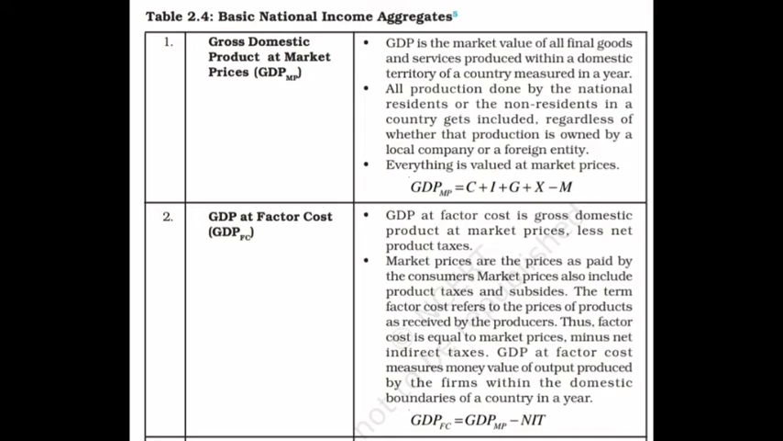The next is GDP FC, that is gross domestic product at factor cost. GDP at factor cost is gross domestic product at market prices less net product taxes. Market prices are the prices as paid by the consumers. Market prices also include product tax and subsidies. The term factor cost refers to the price of products as received by the producers. Thus, factor cost is equal to market prices minus net indirect taxes.